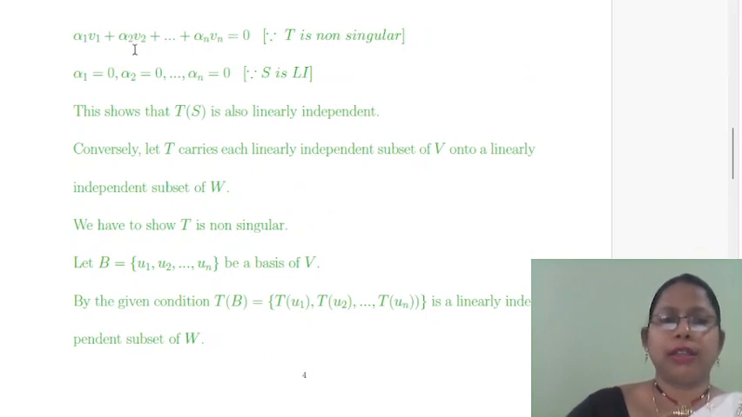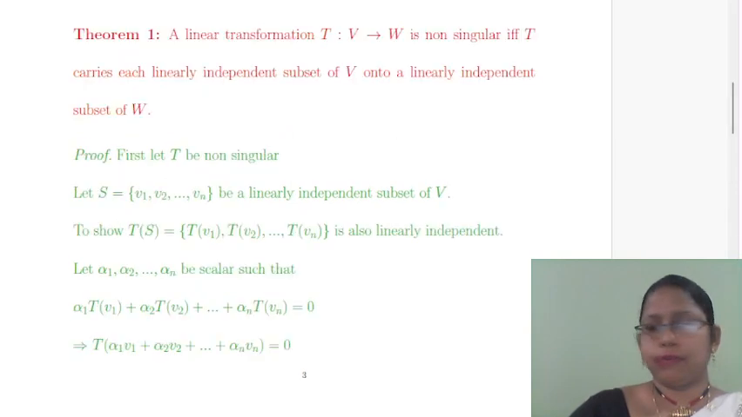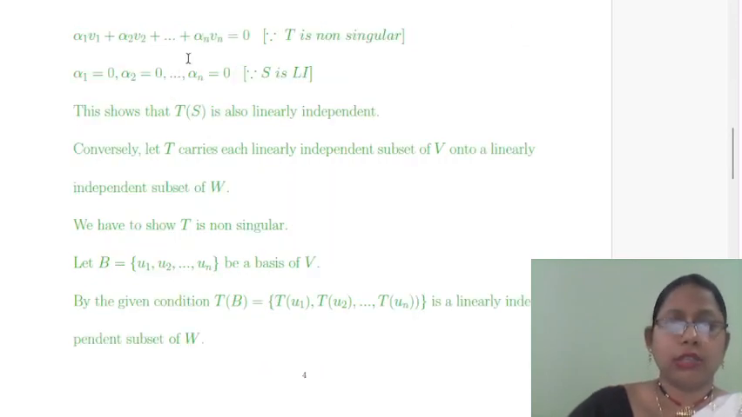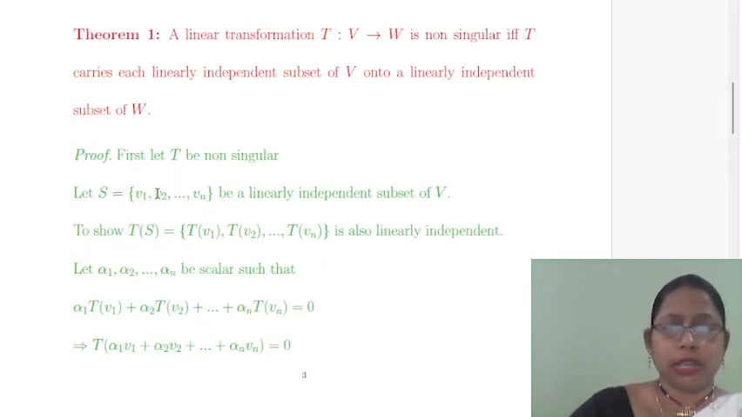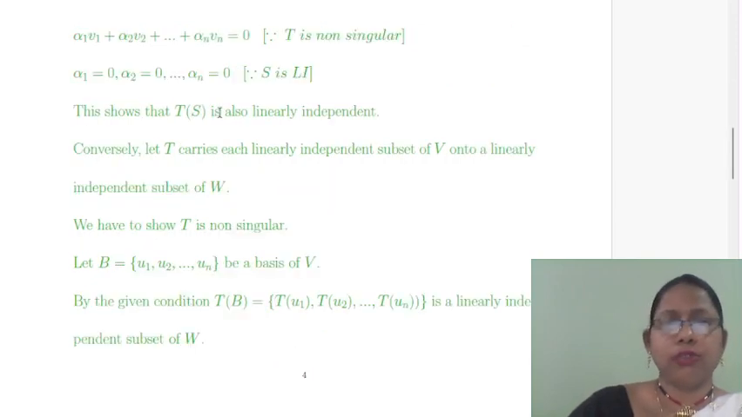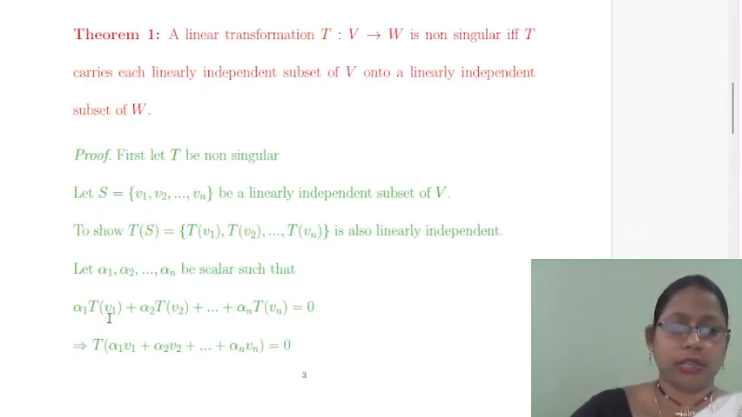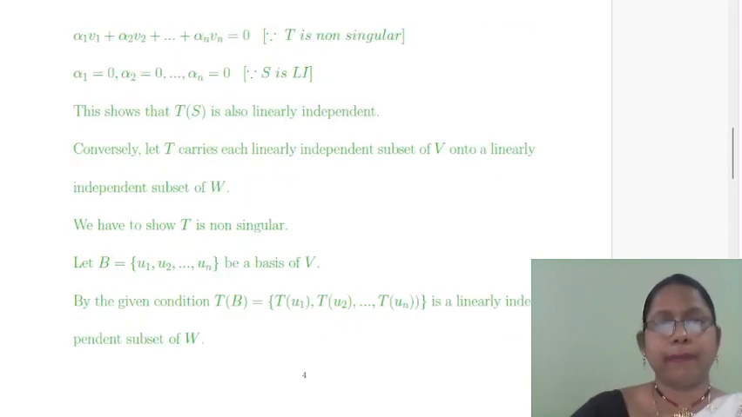This implies, since T is non-singular, the T image of this element is equal to 0. This implies this element is 0. Then since the set S equal to {b1, b2, ..., bn} is a linearly independent subset of V, these scalars are 0. This means T of S is also a linearly independent set. That is, the set {T of b1, T of b2, ..., T of bn} is linearly independent.